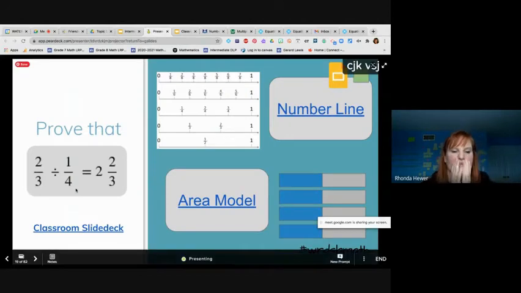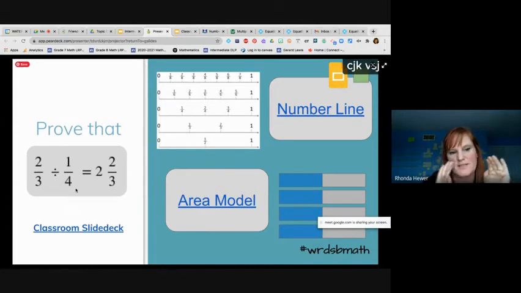I just want to remind you, I'm not meaning to interrupt. I'm hoping I'm giving you a hint. Remember that a division question, 2/3 divided by 1/4, is asking how many times does 1/4 go into 2/3? Can you prove that to me? How can you show that to me?